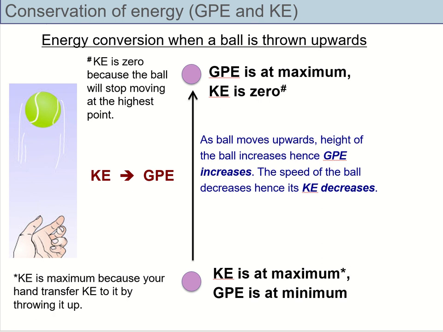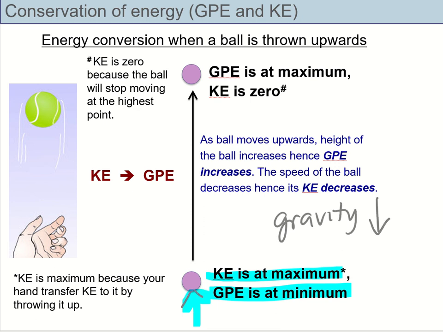So in fact, when you throw something up, the kinetic energy at the start is at the maximum because you are giving it a push for it to go up. And of course, at this position, your GPE is the lowest because it's the lowest point. And as the ball goes up, it will start to slow down. The reason is because gravity is trying to pull it down. So even though you have given a force to push it up, gravity will continue to pull it down and slows it down. So as something is moving up, it actually slows down.